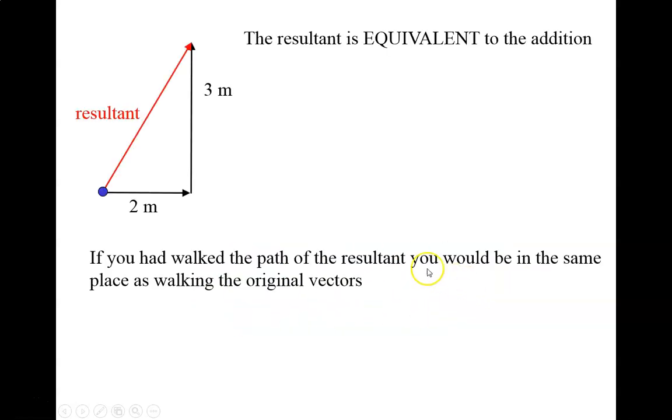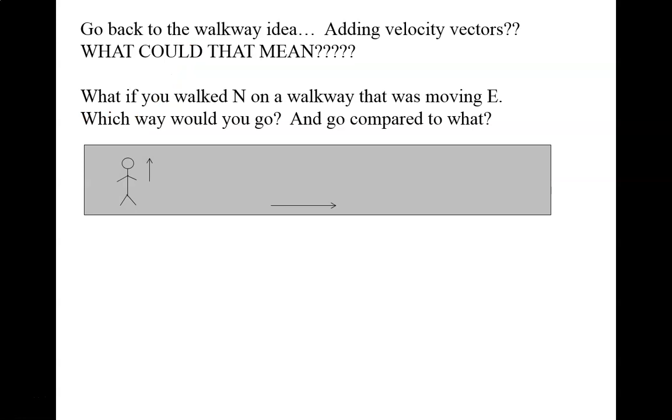So 2 plus 3 is equal to the resultant. The resultant is equivalent to the addition of those two vectors. Basically, that's like saying if I walk 2 meters east and 3 meters north, I'd end up in exactly the same position as if I had walked the path of the red resultant. I'd end up in exactly the same place.